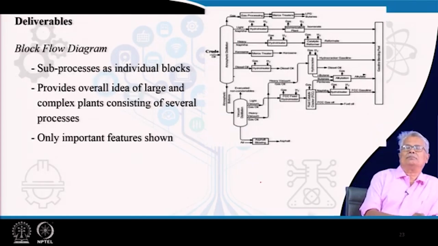The deliverables, the first thing whenever we are talking about a process design, will be a flow diagram, and it is going to be a block flow diagram. That means the sub processes are conceived as blocks, as shown in the figure presented here. These are the individual blocks. It provides the overall idea of large and complex plants, what all sub blocks or sub plants it consists of, but it contains and displays only the important features.